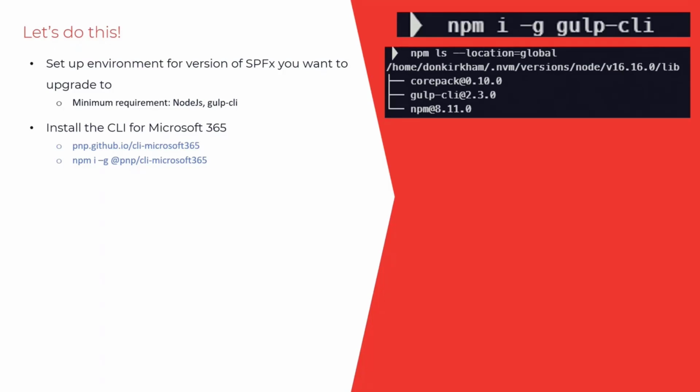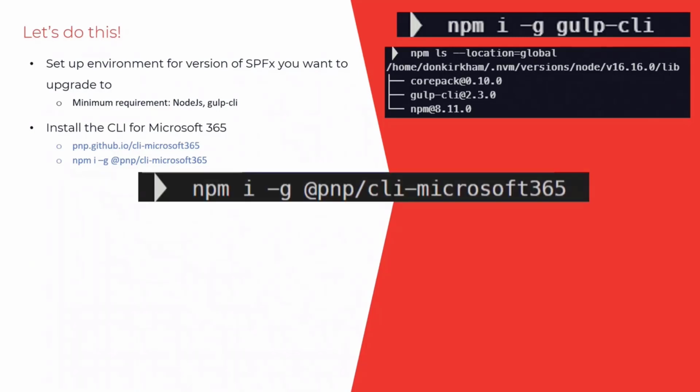All right, and then we install the CLI for Microsoft 365, and I'll show you where you get that here in a second. But it basically boils down to one command. You just install this in your local environment. It does need to be installed in the local environment because you have to run it from inside the project folder. So the Docker solution is a great solution, but it doesn't work in this particular case.